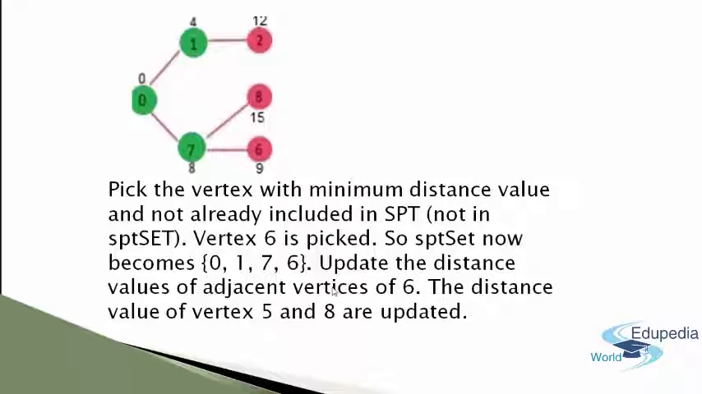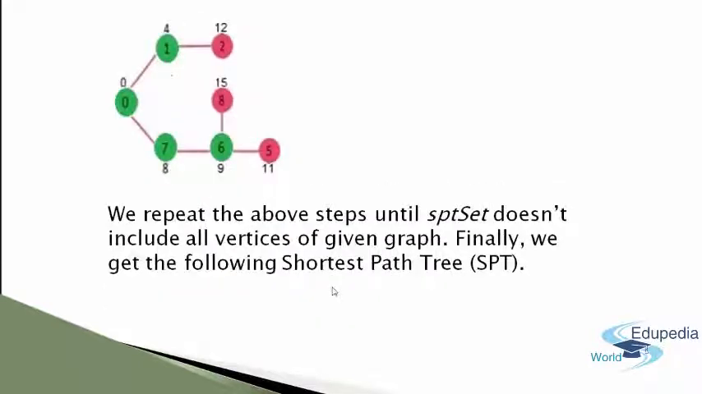Now update the distance value adjacent to vertex 6. Repeat the same thing for 6. So distance values for vertex 5 and 8 are updated, which become 15 and 5. Again you see which is the shortest one. So we can see that 5 is the shortest one because it's 11 over here, and for 8 it's 15, and for 2 it's 12. So we'll pick up 5.